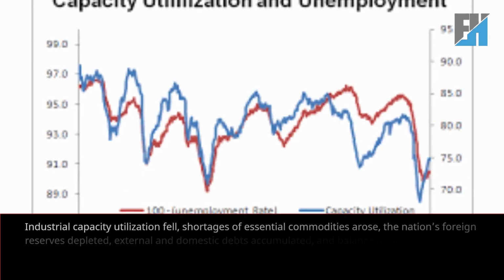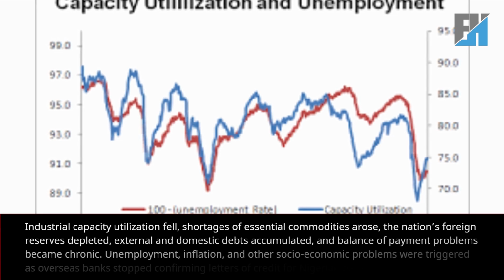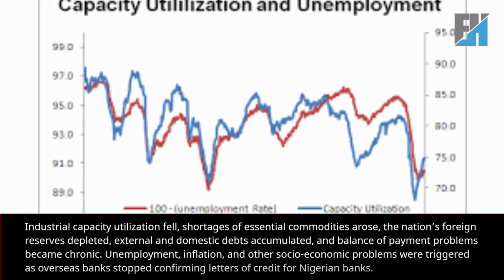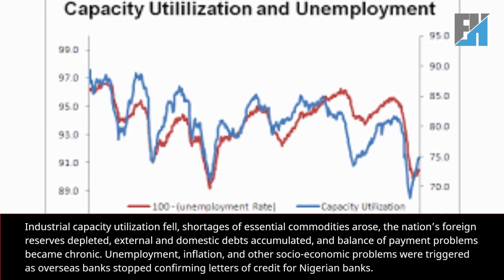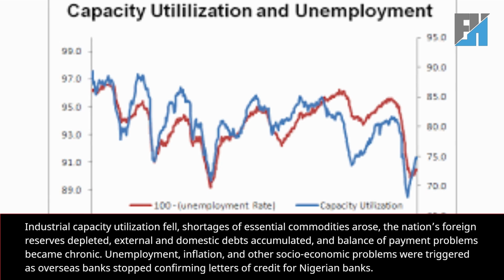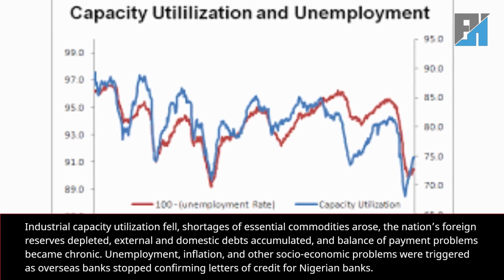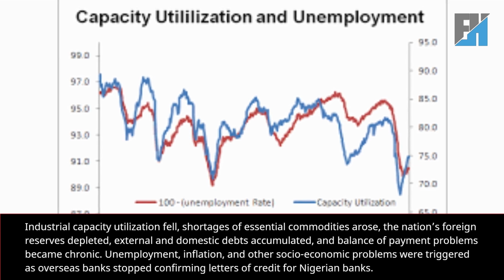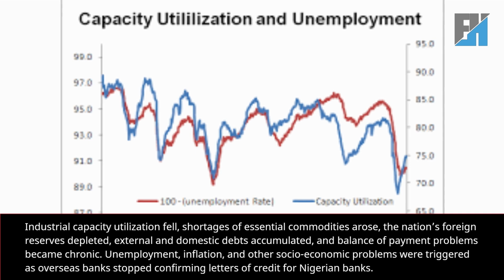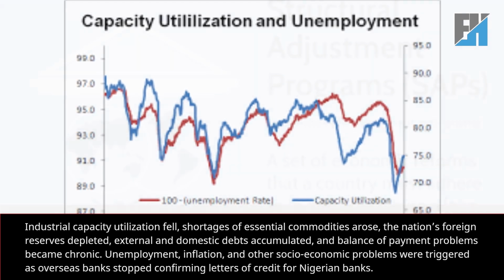Industrial capacity utilization fell, shortages of essential commodities arose, the nation's foreign reserves depleted, external and domestic debts accumulated, and balance of payment problems became chronic. Unemployment, inflation, and other socio-economic problems were triggered as overseas banks stopped confirming letters of credit for Nigerian banks.